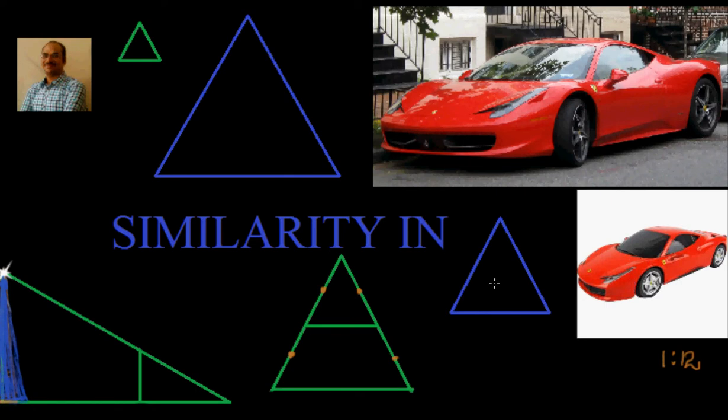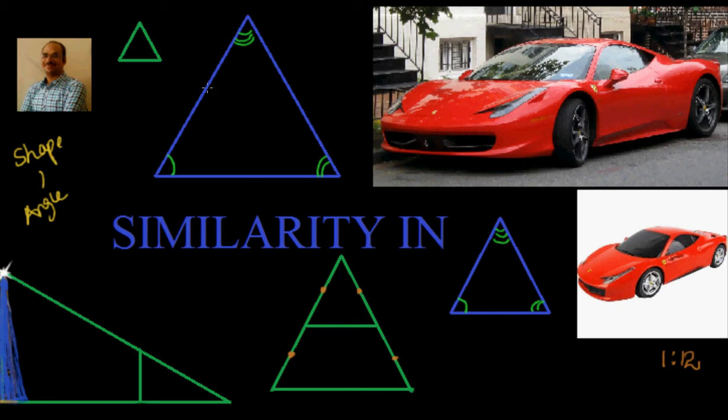Now come to triangles. In triangles also the same rule applies, not only in triangles, any polygon for that matter. So in triangles we know that the shape is given by the angles made by the sides. That means the angles of both the triangles should be the same. This corresponding angle should be the same, similarly this corresponding angle should be the same, and also this angle should be the same.